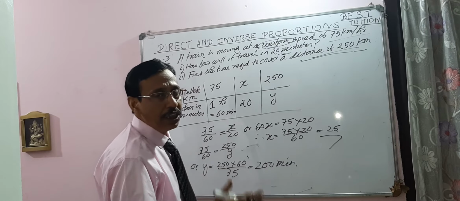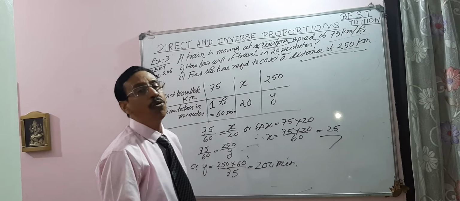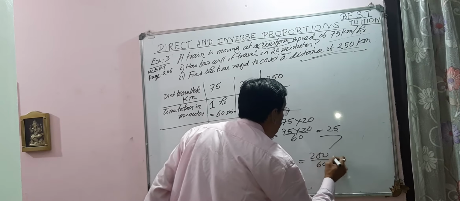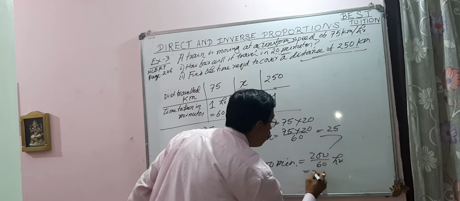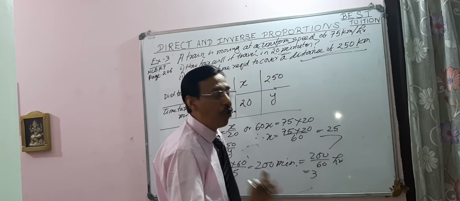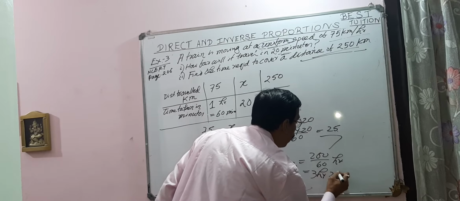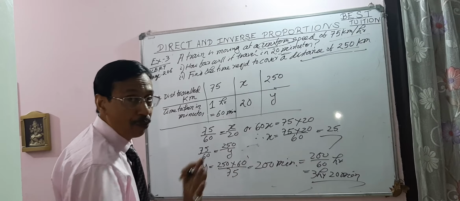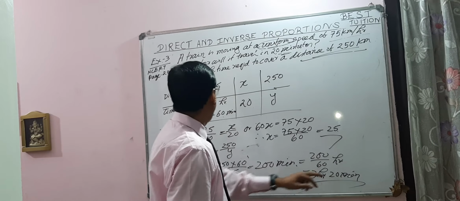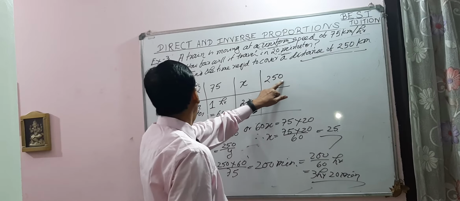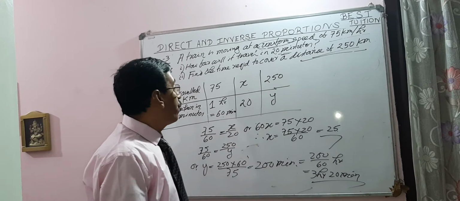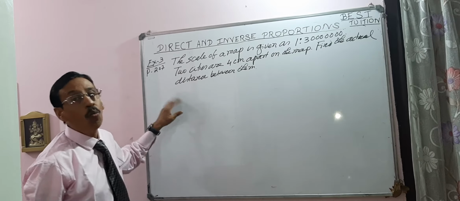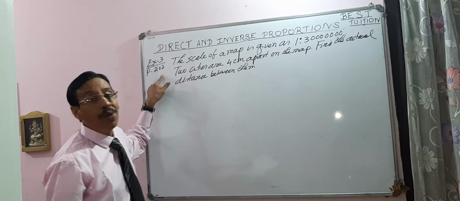You can convert this minutes into hour. What will you do? You have to divide by 60. So it will be 200 divided by 60 hour. If you divide it, it will be 3, 180, what is the remaining? 20. So it is 3 hours 20 minutes. Okay, so this is your answer. But don't stop here. Earlier I have told that you have to write it: 3 hours 20 minutes is required to cover a distance of 250 kilometers. Okay friends, let us try to solve one more problem, page number 207 of NCERT books.